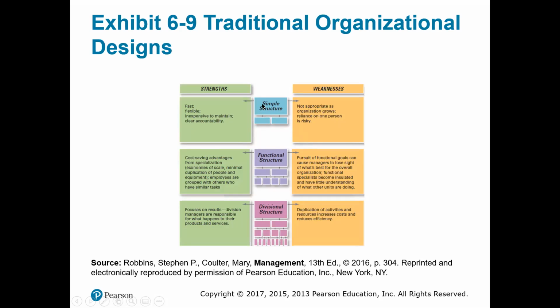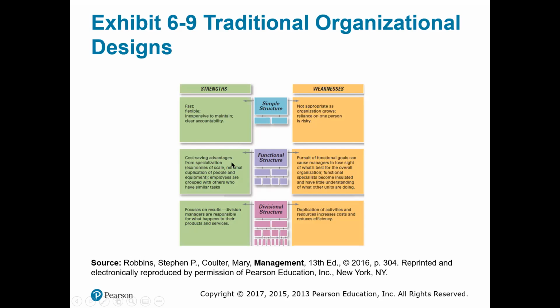Look at the simple structure. There's one person here, there are two people here, or two departments here. The blue box, big box, is the top management. There's only one layer, the small two blue boxes below is only one layer. It is very simple. It's fast, it's flexible, it's inexpensive, clear accountability, who's doing what. But it's not appropriate when the organization grows. It grows large. Then you can go with functional structure.